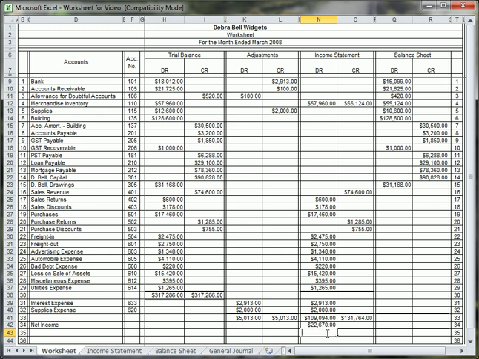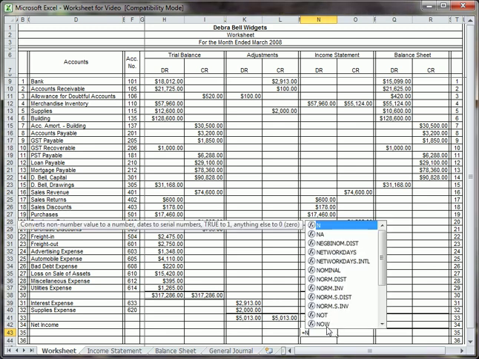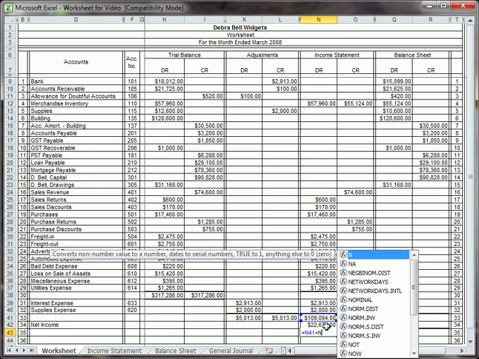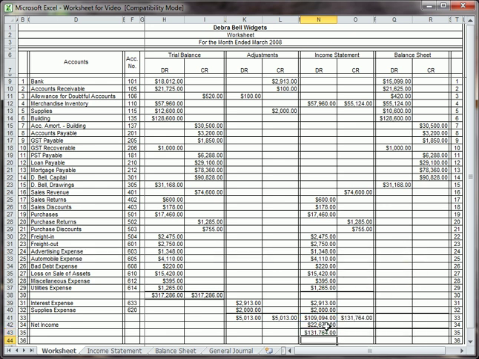And so for the final balance right down here, that's just the sum of these two. So we type equals, and it would be N41 and N42. So N41 plus N42. And so those are the same.